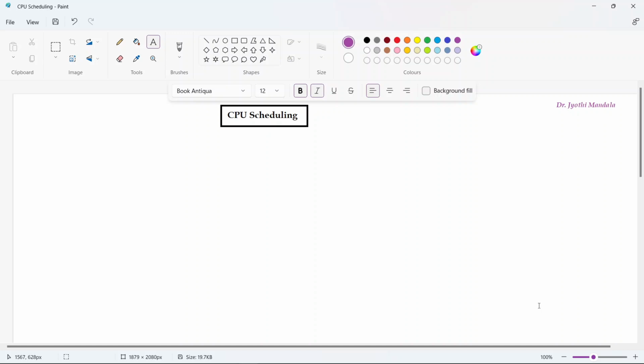So in today's class, let us understand the introduction to CPU scheduling. We will be understanding what the use of CPU scheduling actually is, and we will be analyzing different CPU scheduling algorithms also. For analyzing that, we are going to understand what kind of scheduling criteria we use today, right? So let us start with the video.